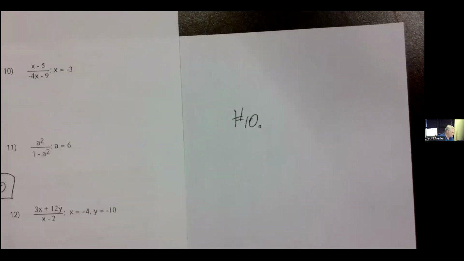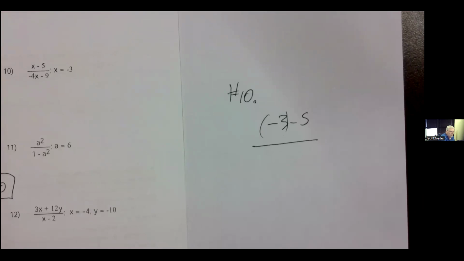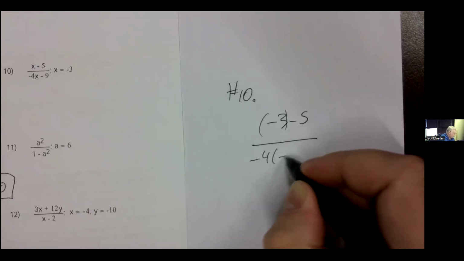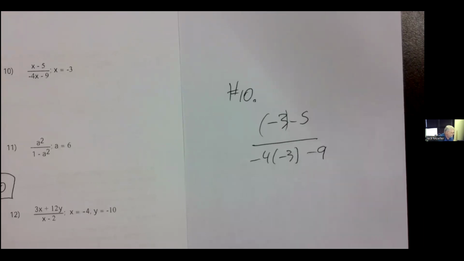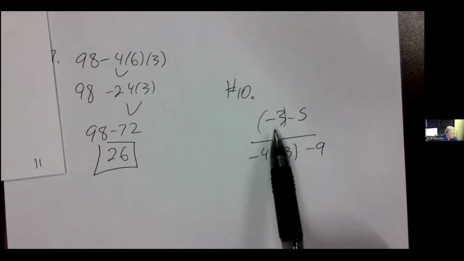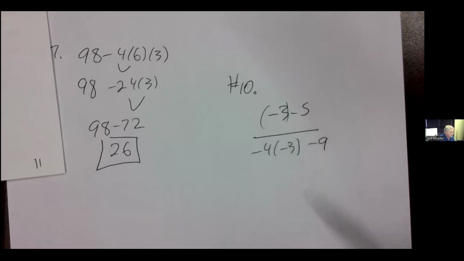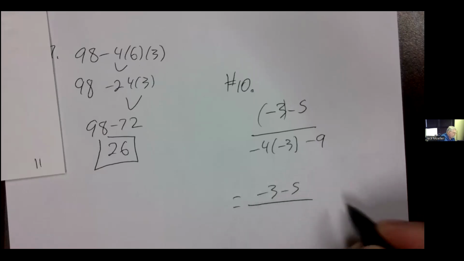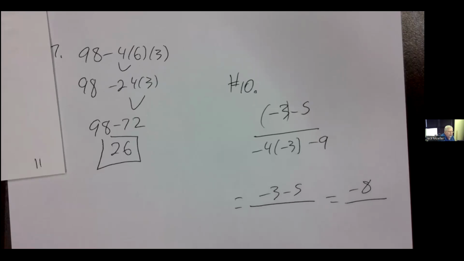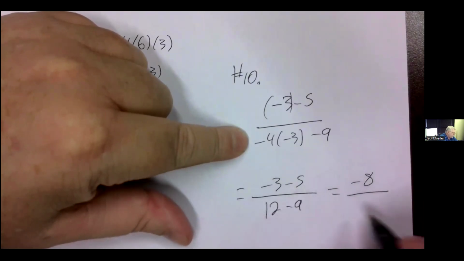So on the top, we have x minus 5 that goes to negative 3 minus 5. And on the bottom, we have negative 4 times negative 3 now, and then minus 9. I really preach putting the negative number in parentheses, but now on that x minus 5, it becomes negative 3 minus 5. Do we really need that parentheses? Well, that's not negative 3 times negative 5. That's just negative 3 minus 5, and that gives us negative 8. And then on the bottom, order of operations says we have to do negative 4 times negative 3 first. 12 minus 9, which is 3.